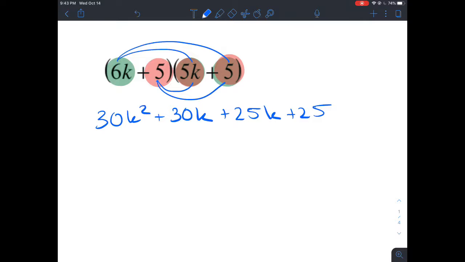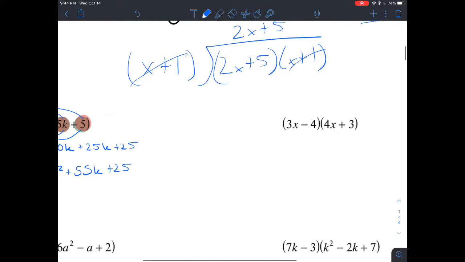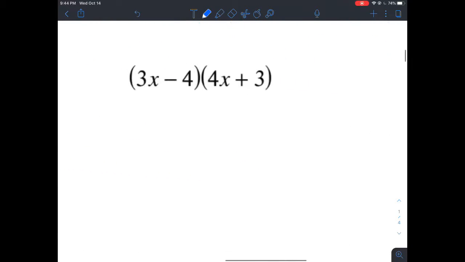And then, of course, at the end, we combine like terms, which gives us 30k squared plus 55k plus 25. So that should seem pretty familiar to you. That was just foiling, but we're trying to think about it a little bit differently. So I want you to try this one out. See if you can multiply these binomials, combine like terms, and get the answer.